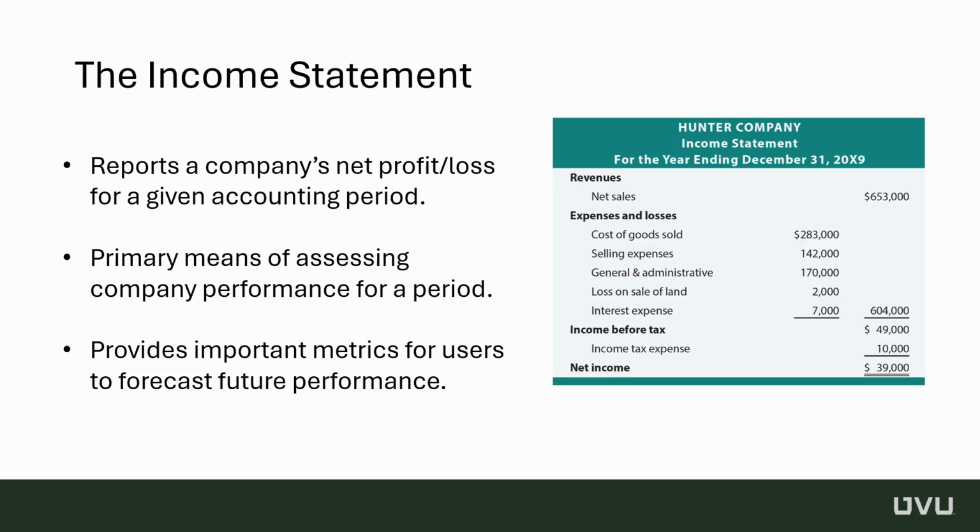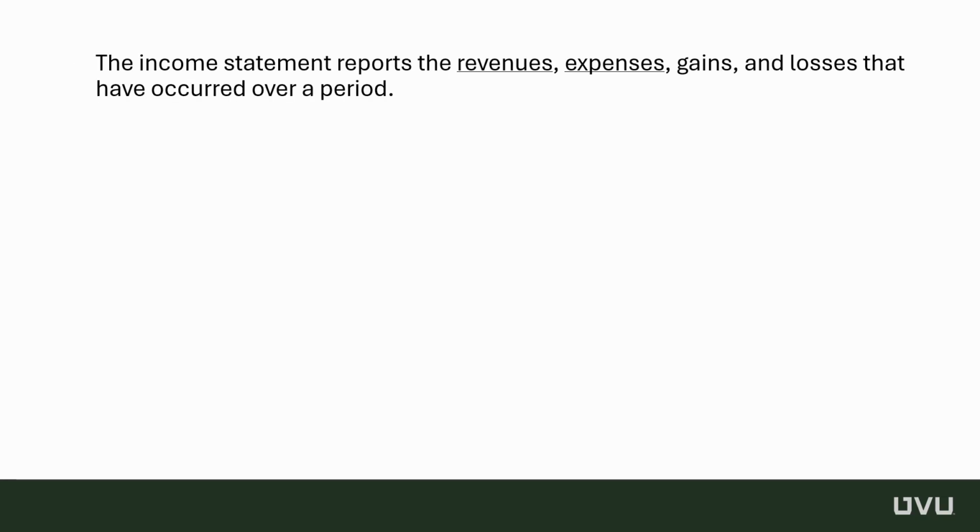You may also hear the income statement called the statement of operations, the profit and loss statement or P&L, or the statement of earnings. This terminology can vary, but the basic idea is the same. This statement summarizes financial performance for a period. Now, the income statement reports revenues, expenses, gains, and losses. So let's start with revenues and expenses.